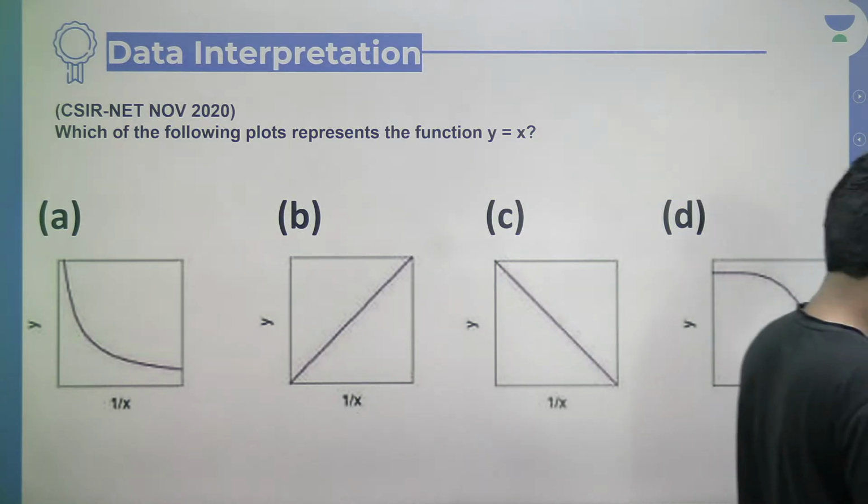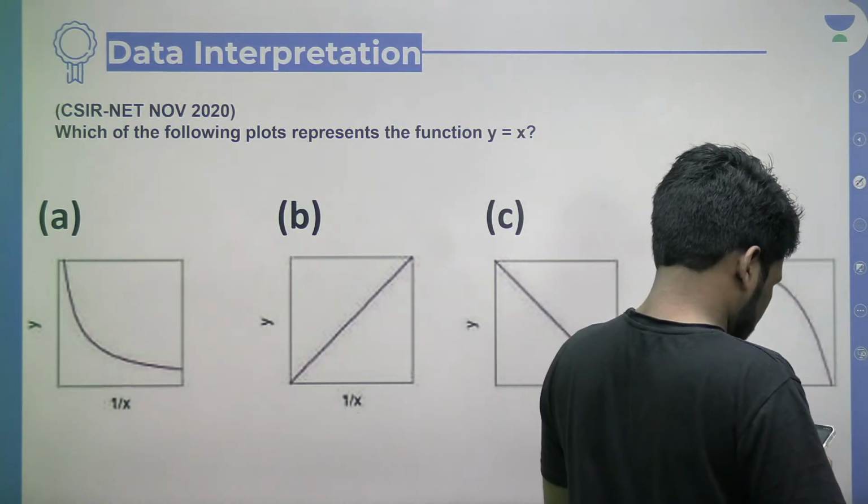Let me just check the chat. It is not. Okay, it is visible now.